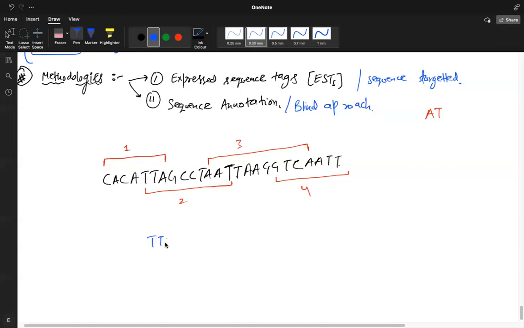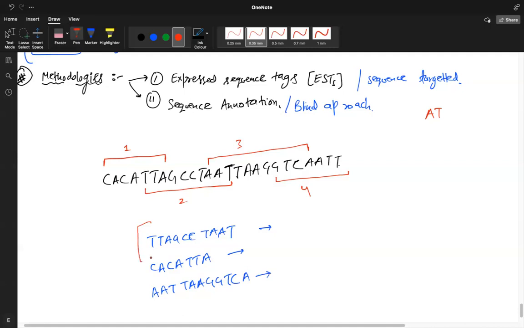Now, based on this overlapping, you can tell that if I give you sequence 2 first, sequence 2 is TTA, GCC, TAAT. So you got this fragment sequenced, but now you don't know which part it is. Then you get the first one, which is CACA, TTA. It is smaller than this, but you got it, and you still don't know where to put it. Then you got the third sequence, which is AAT, TAA, GGTCA.